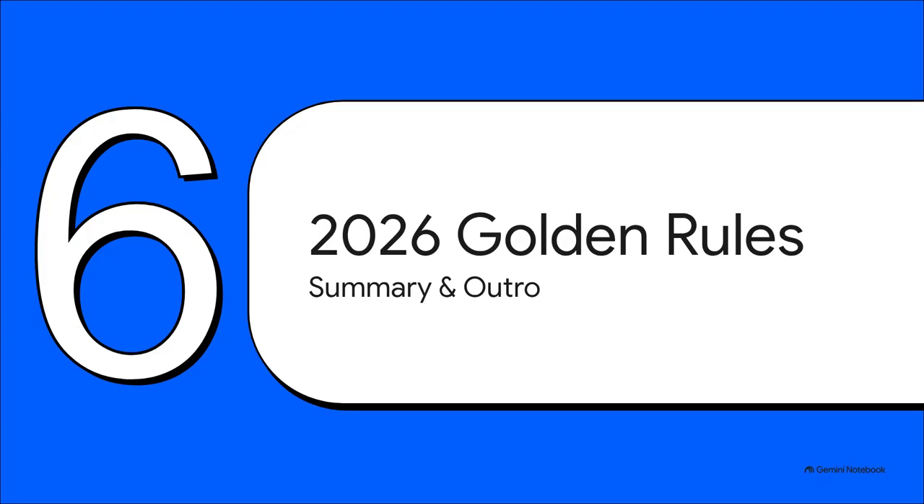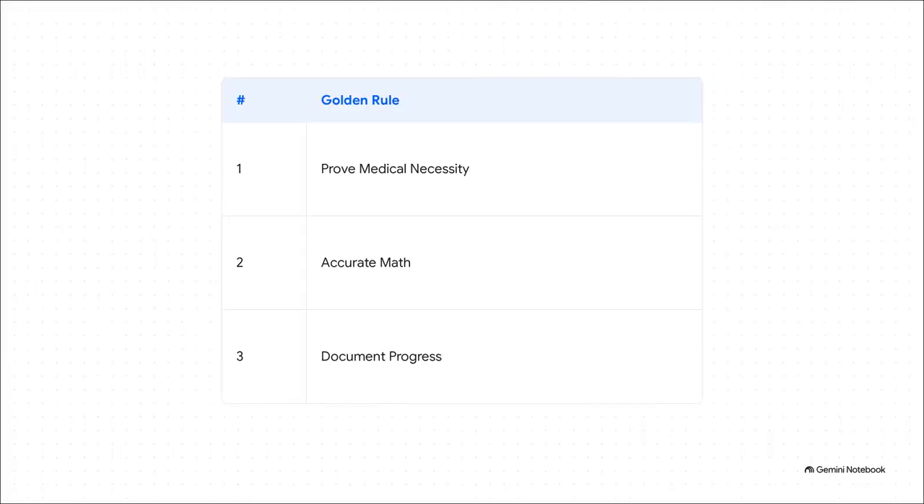All right, let's bring it all home with Section 6, our golden rules for 2026. If you want to absolutely bulletproof your claims going forward, you need to lock in these 3 golden rules. Number 1, prove medical necessity. Every single session has to tell its own unique clinical story. Never, ever assume the auditor just knows why the patient is there. Number 2, accurate math. Rely on correct depth-based CPT selection and perfectly calculated square centimeters.